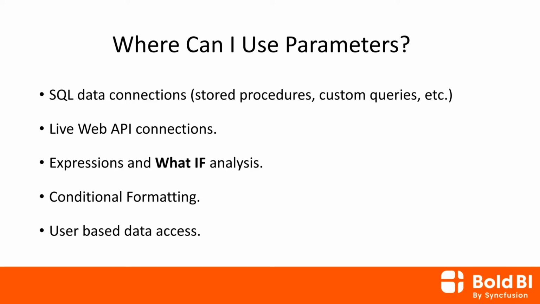So where are the places where I can use parameters? First, when you're using SQL connections, you can use parameters to replace static values in your stored procedures. When you use a parameterized stored procedure where you need to pass an input value to execute the query, so far in Bold BI we use only a static value. If the user needs to change the value for a different user or for different cases, they need to re-edit the data source again and input a different value. But now using the parameter, you can just change the parameter for the stored procedure in the viewer itself.